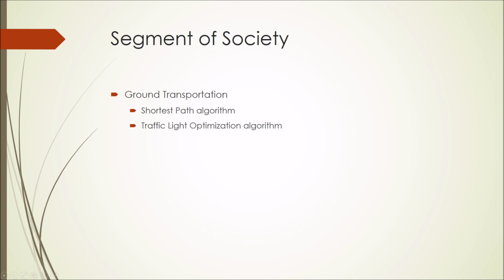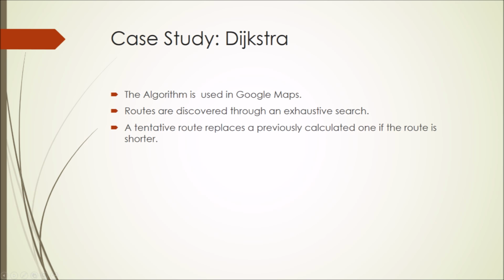The segment of society we are focusing on is ground transportation, more specifically shortest path algorithm and traffic light optimization algorithm. Our first case study uses Dijkstra's algorithm. It is used extensively in Google Maps. Routes are discovered through an exhaustive search. A tentative route replaces a previously calculated one if the route is shorter.